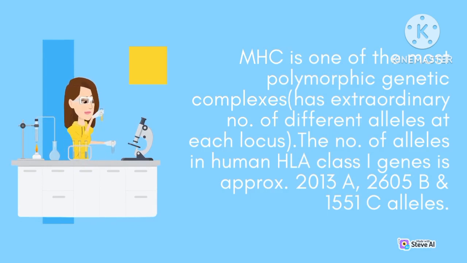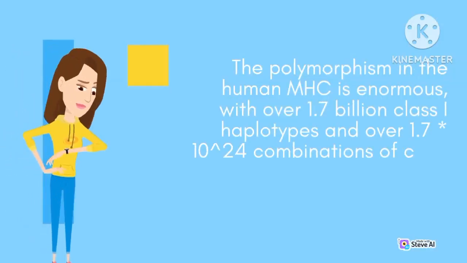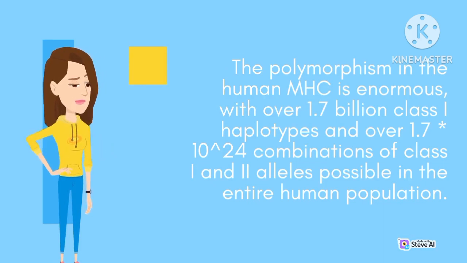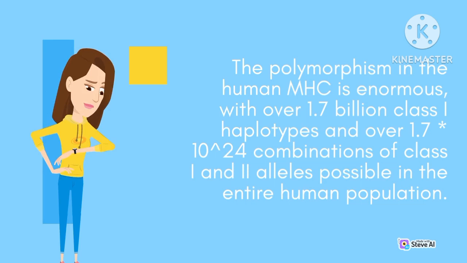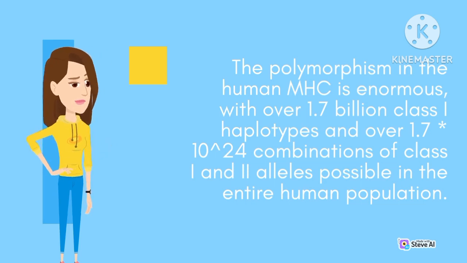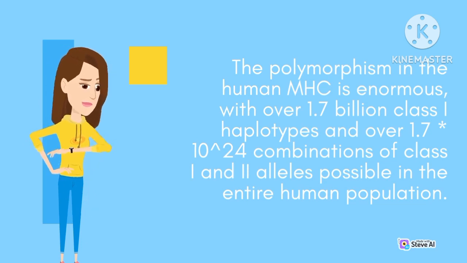The number of alleles in human HLA class I genes is approximately 2013 for A, 2605 for B, and 1551 for C alleles. The polymorphism in the human MHC is enormous, with over 1.7 billion class I haplotypes and over 1.7 times 10 to the power of 24 combinations of class I and II alleles possible in the entire human population.